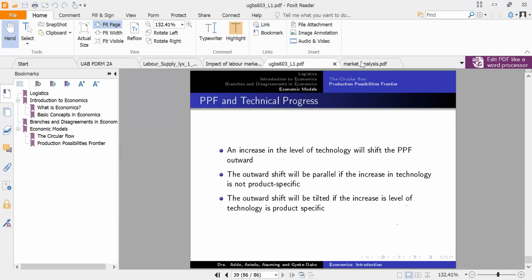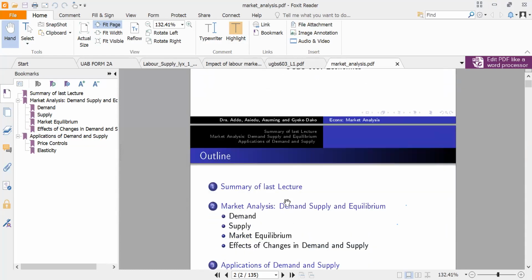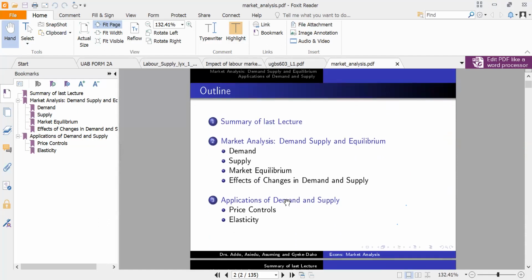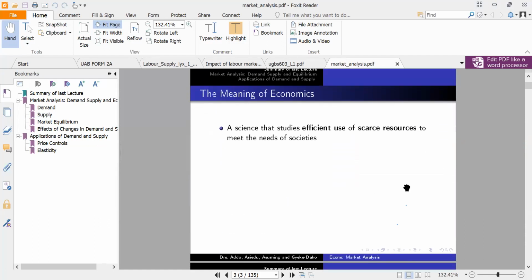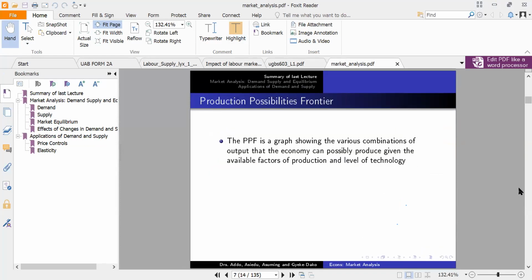Okay. So today I'll introduce some very important concepts in economics or business economics: demand, supply, and market analysis or market equilibrium. Okay. I've done the summary. I've gone through the last slide, so I'll go straight into the demand. The summaries are on the slides for you.